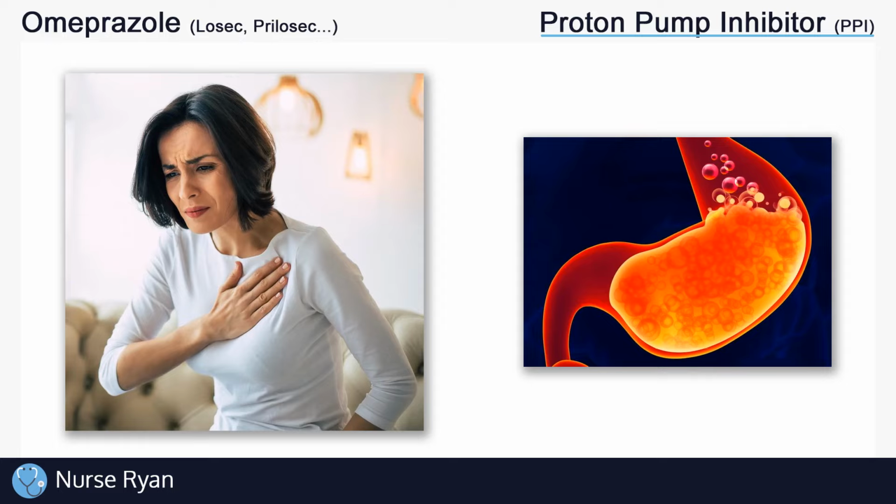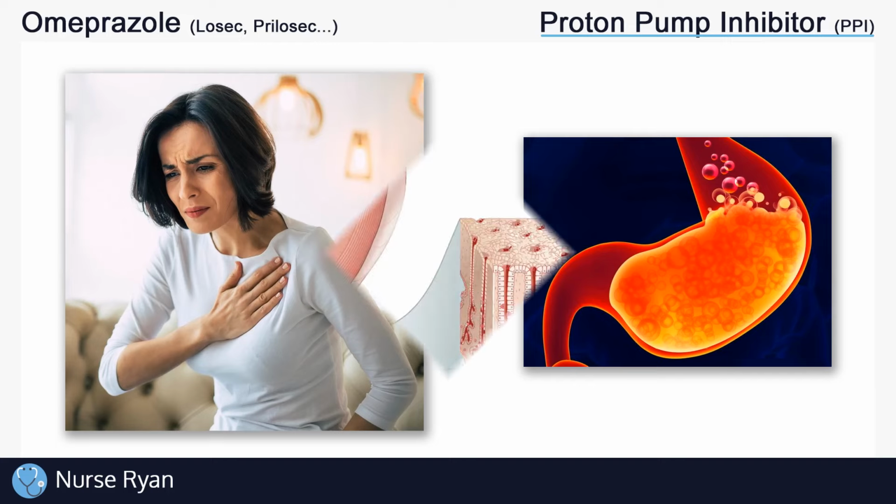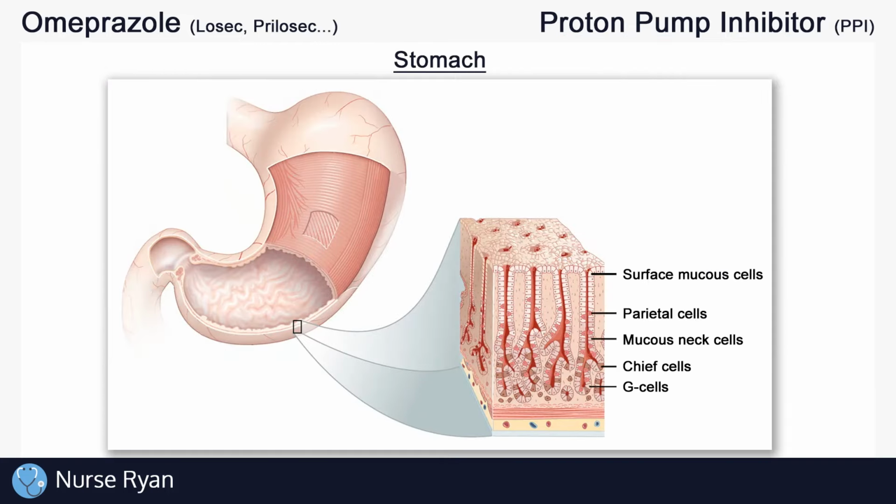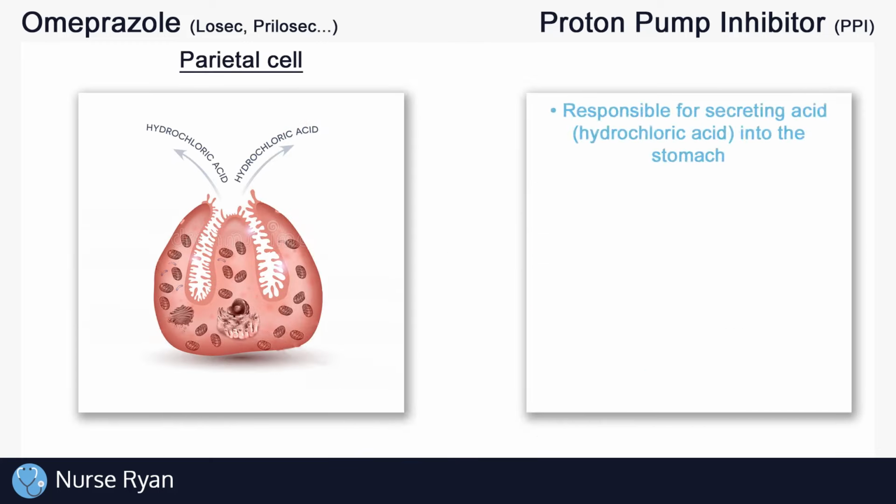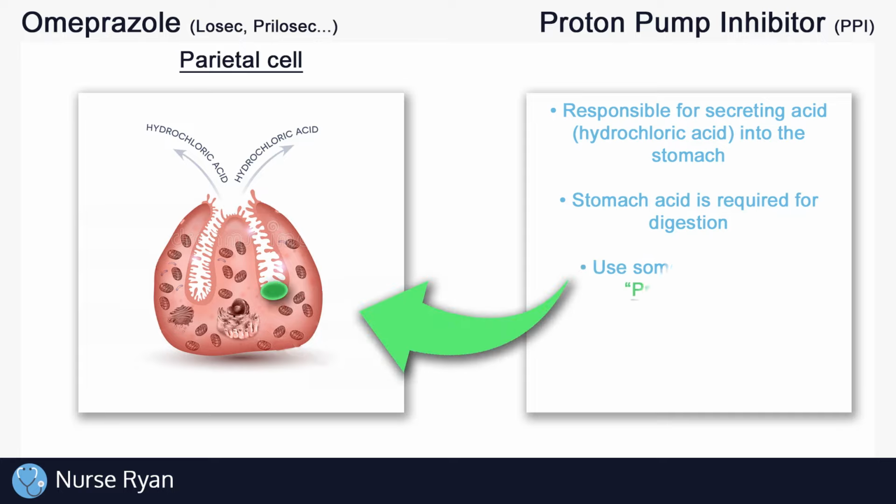And for us to understand what a proton pump inhibitor means, we'll need to take a quick look at our stomach. In our stomach, we have lots of different types of cells. The ones that we're interested in today are called the parietal cells. The parietal cells are responsible for secreting acid into the stomach, and it's this acid that helps to break down food for digestion. Part of how the parietal cells secrete acid is by using something called a proton pump.